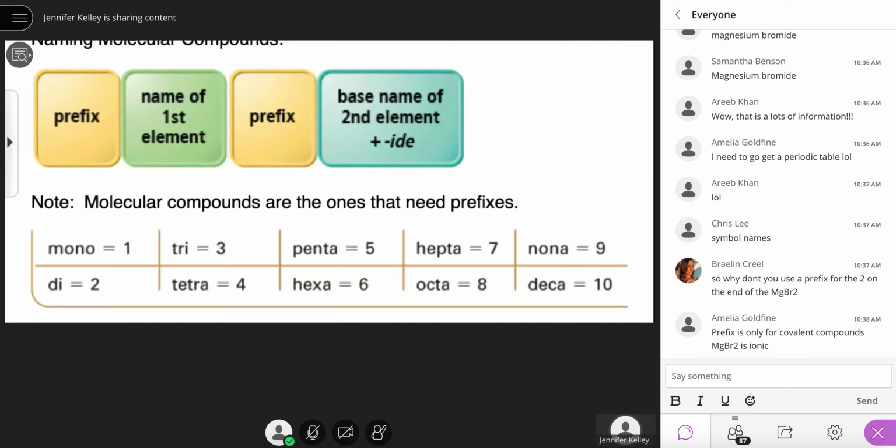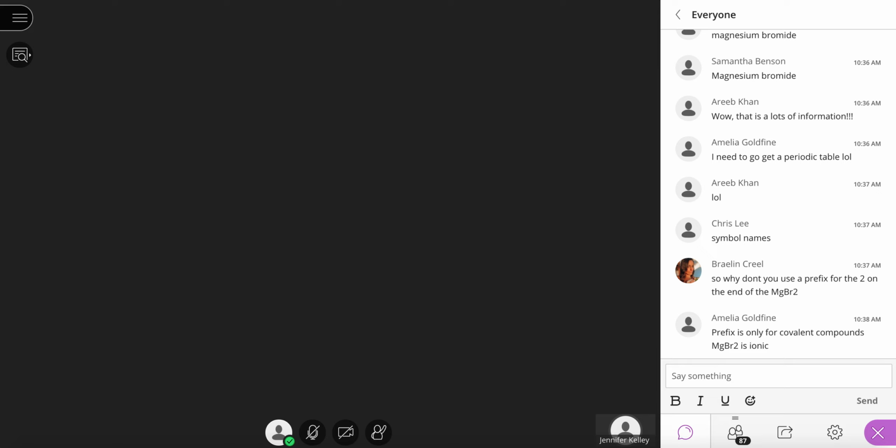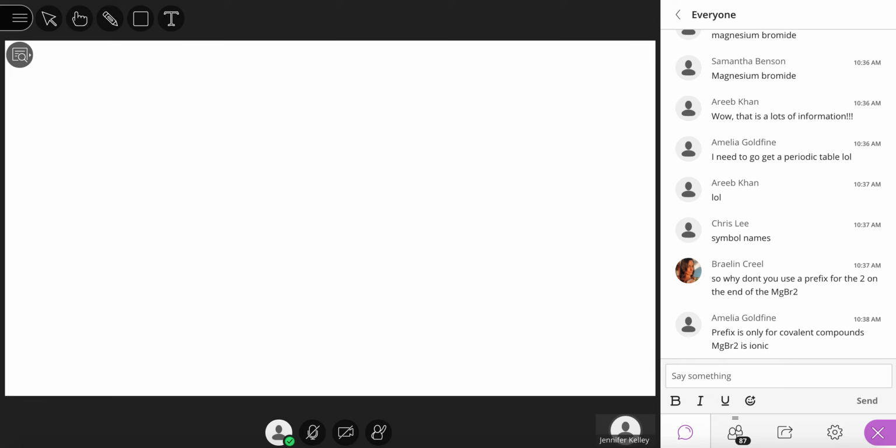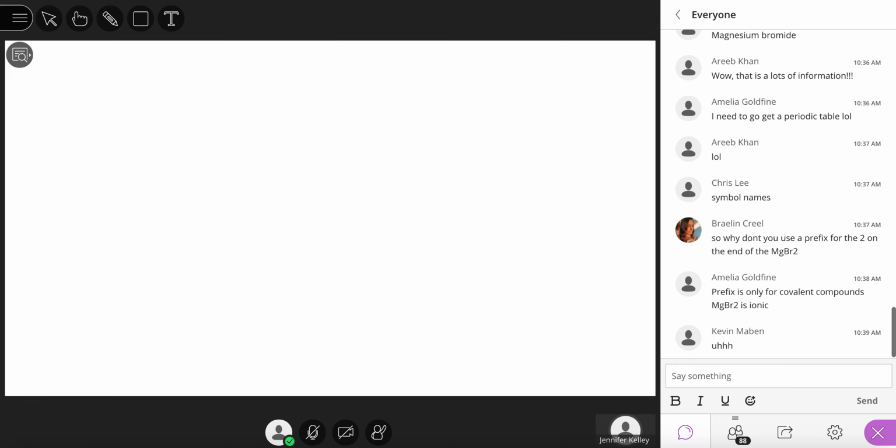Correct. The prefix is only for naming molecular compounds. So molecular compounds would be things that have only nonmetals in them. So let me put that up. Prefix is for molecular compounds. Right? And then Roman numerals are for ionic compounds that have more than one charge.